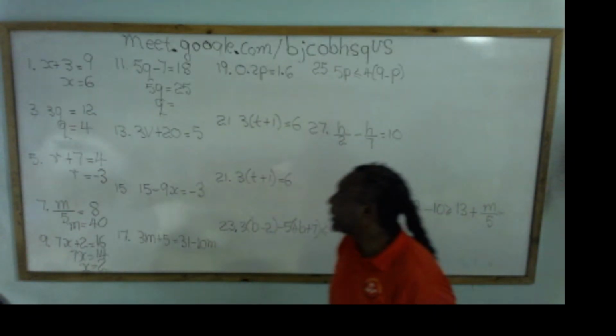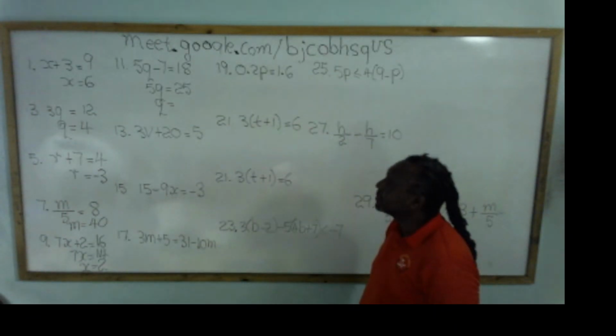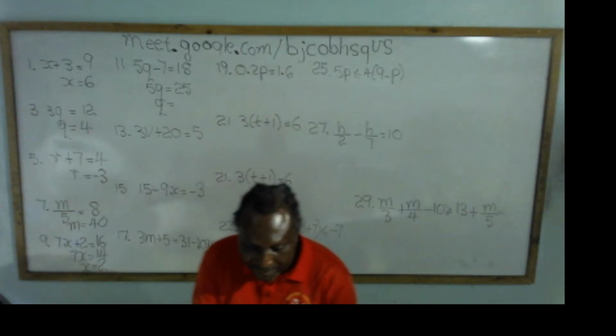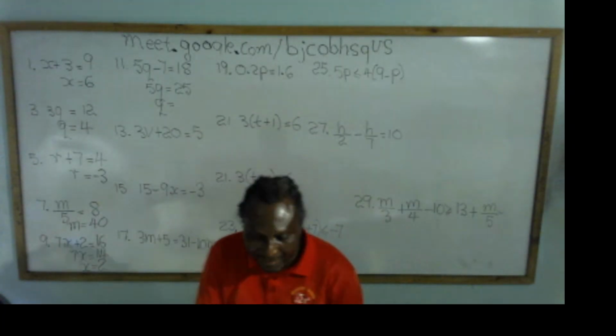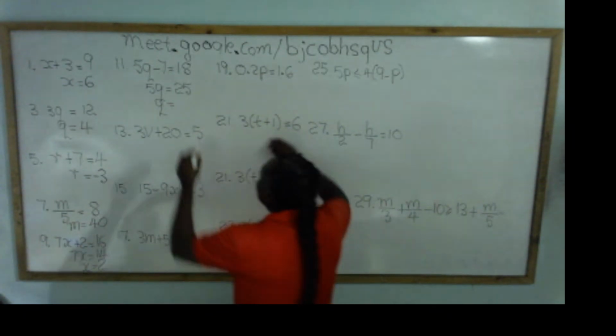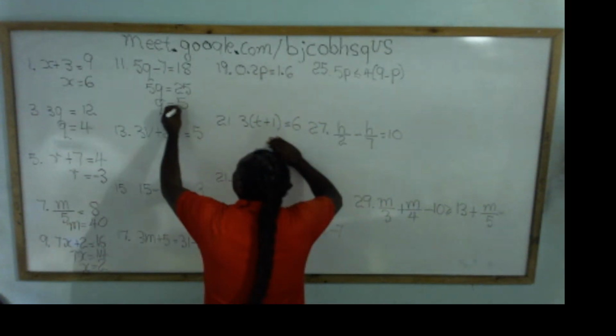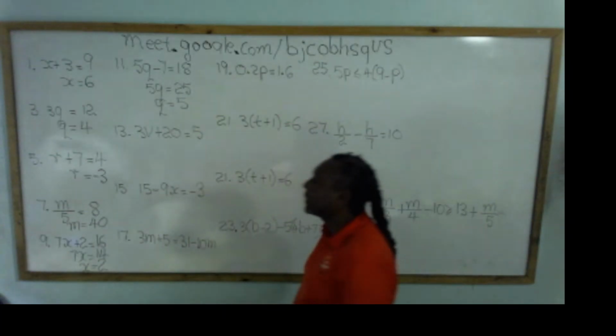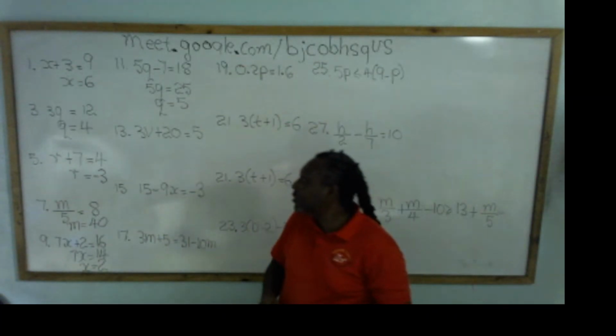So let's continue. Of course, we say that we should eventually divide by 5 on both sides. Exactly. So when we divide by that, we get what? 5 there, 25 divided by 5. So let us move merrily to number 13.